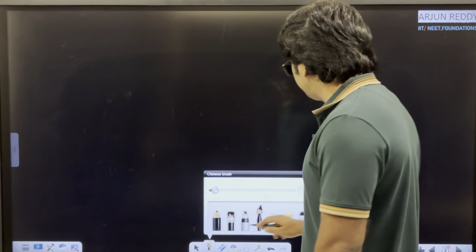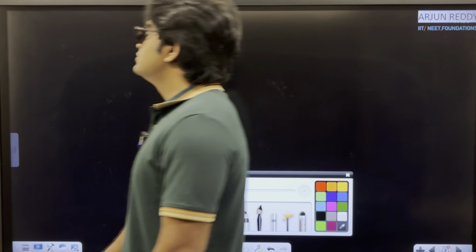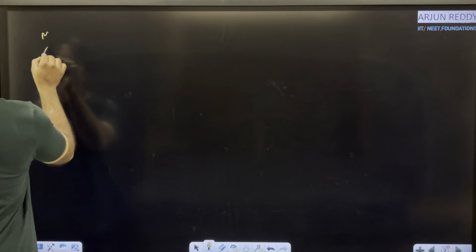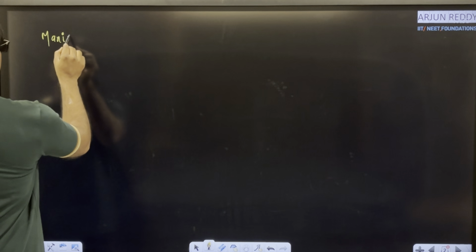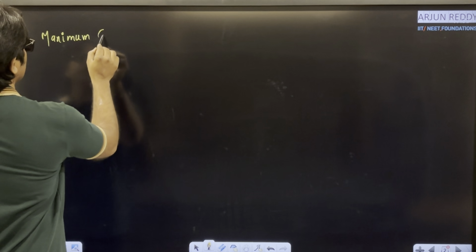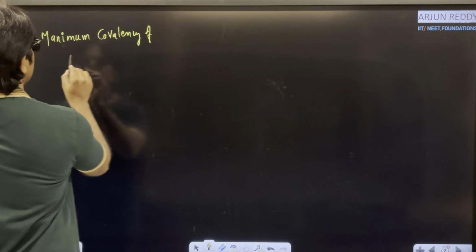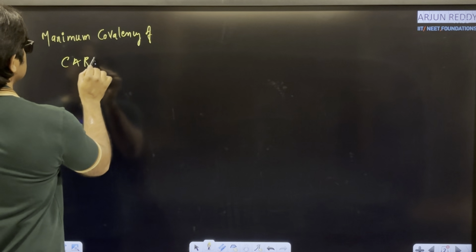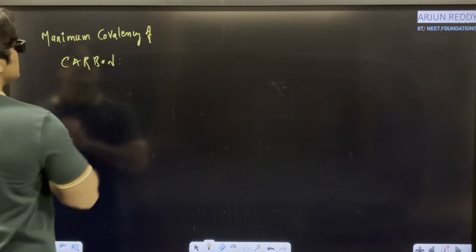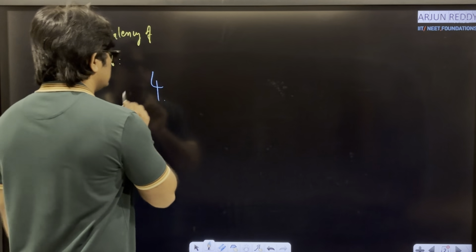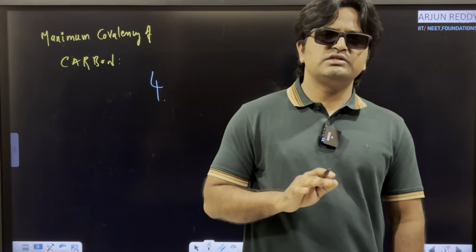Before going to representation of organic molecules, first of all, what is the maximum covalency of carbon atom? Very important point. What is the maximum covalency of carbon? What is the answer for that? What is the maximum covalency of carbon atom? I am writing here 4. That is the maximum covalency of carbon atom.